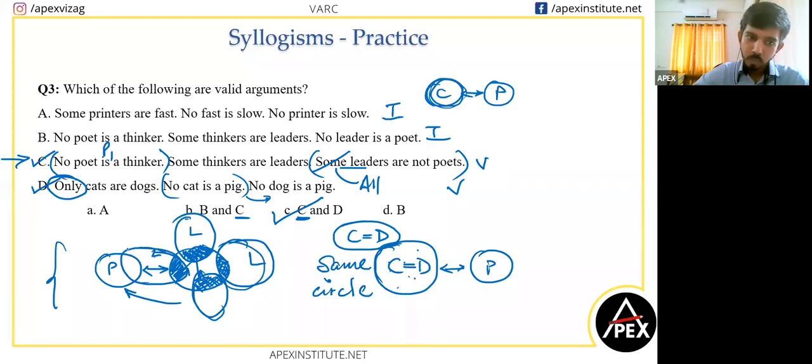What if leaders is here? Then this doesn't hold. So all leaders are not poets becomes invalid because you can't judge. It's the same as this.